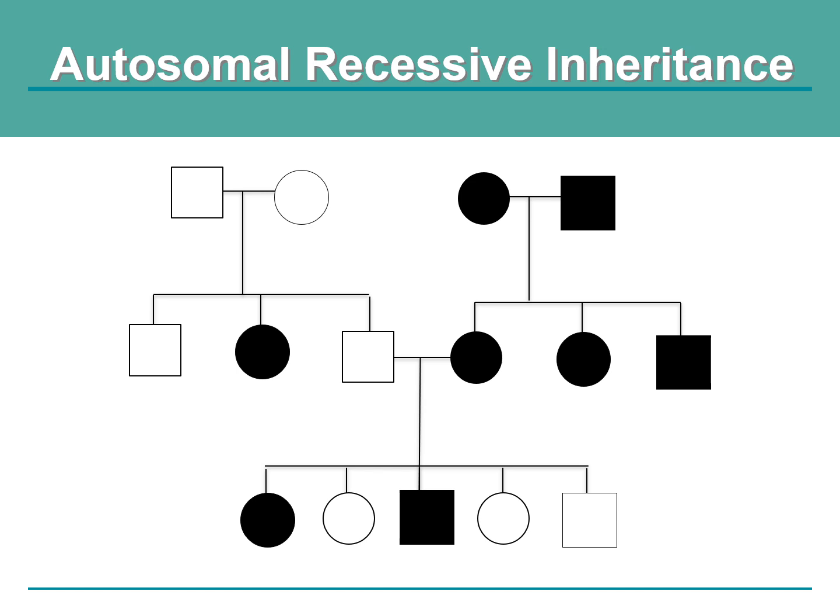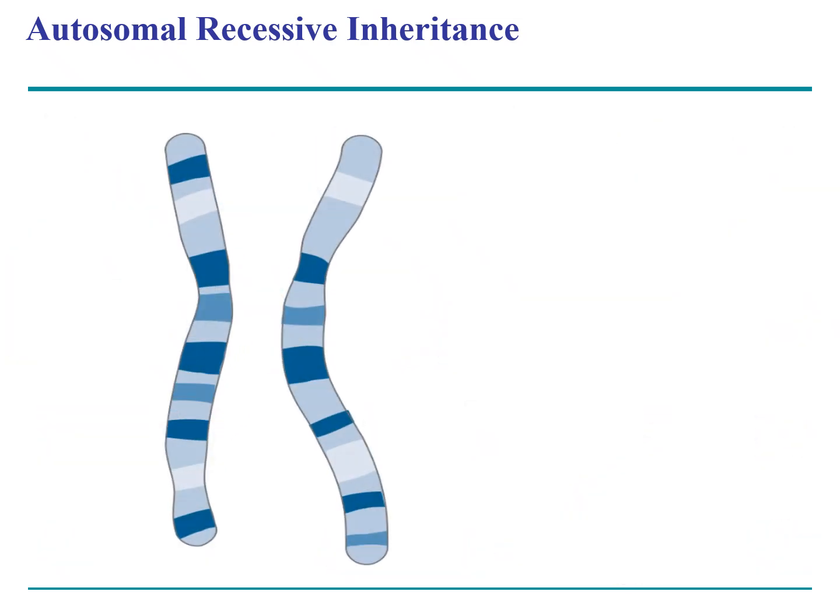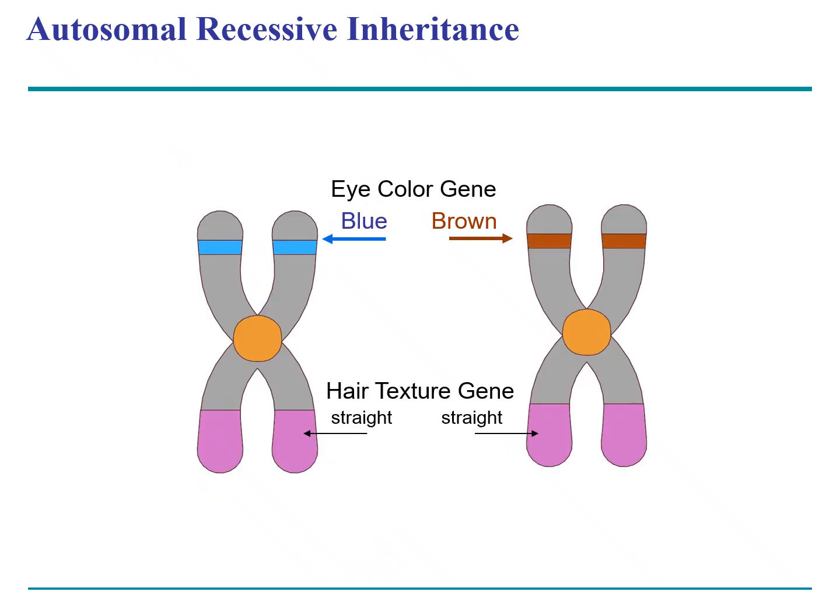The focus of this lesson is autosomal recessive inheritance. There are several concepts to remember when dealing with autosomal traits. Autosomes are chromosomes that do not determine gender, so they're not the X or the Y. Also, autosomal chromosomes occur in homologous pairs. This means that each chromosome carries alleles of the same genes.